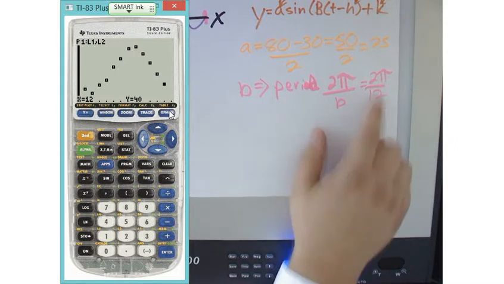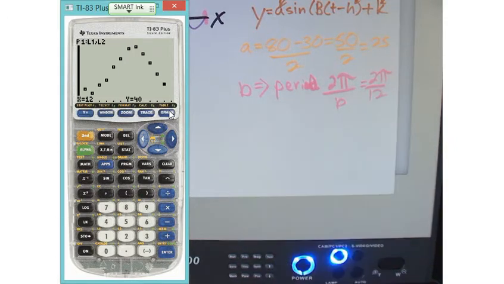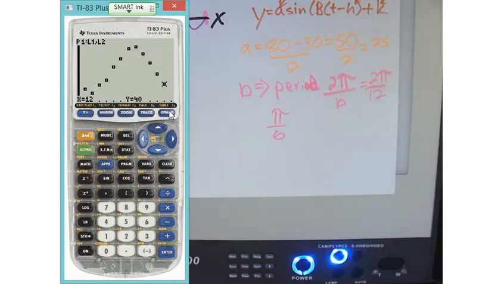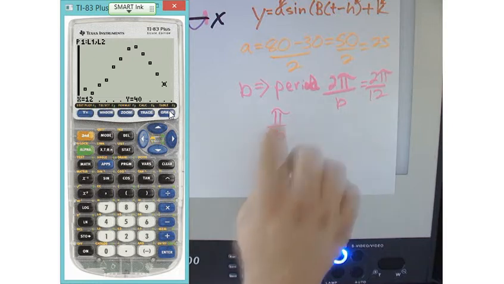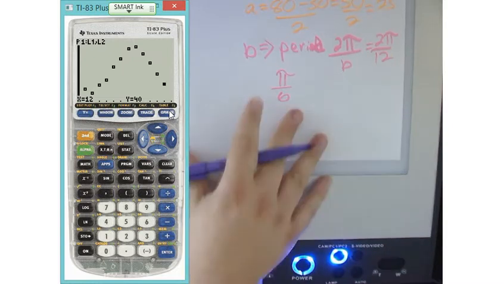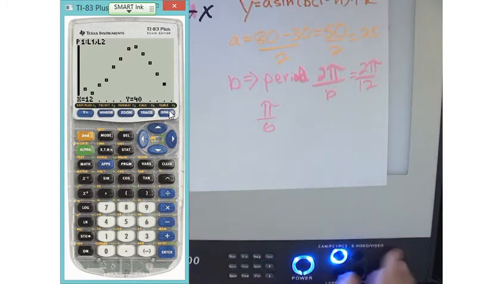Can I do something with this numerically? It's just pi over 6. Pi over 6. Man, you guys are smart kids. I don't care what your parents say. So let's assume that b equals pi over 6, okay? All right, so now we've got to do the stretchy thing.